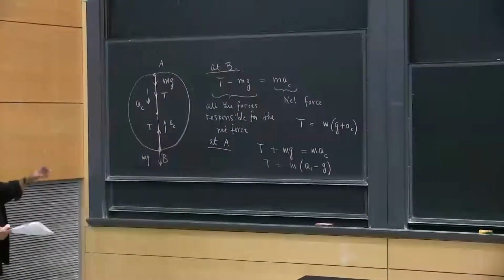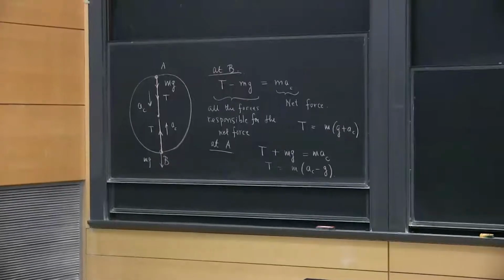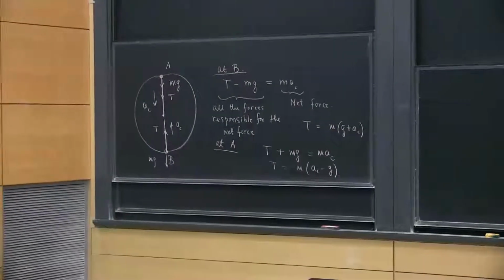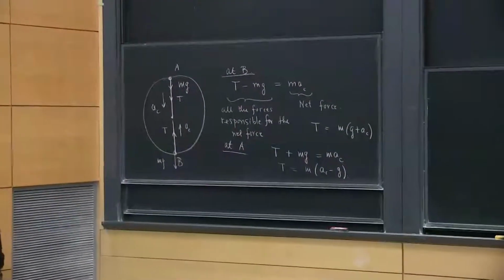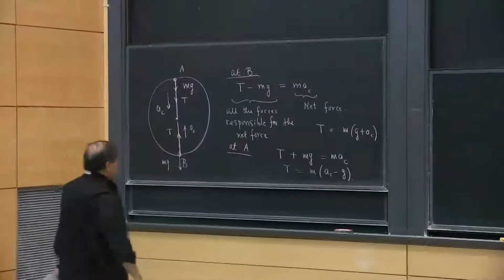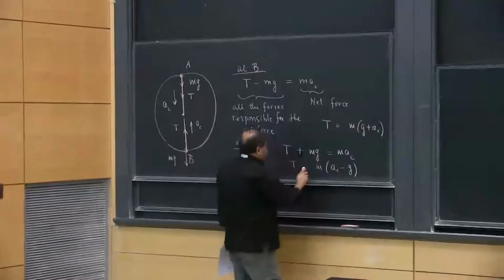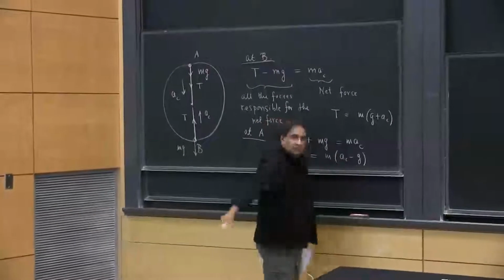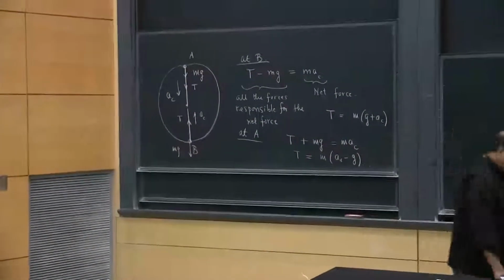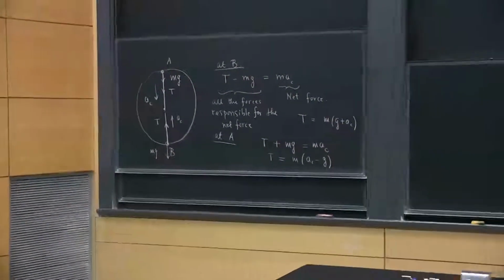So in other words, the tension is much less at the top, and the tension actually depends upon how fast the particle is going, because that enters through the centripetal acceleration. Okay? Questions?